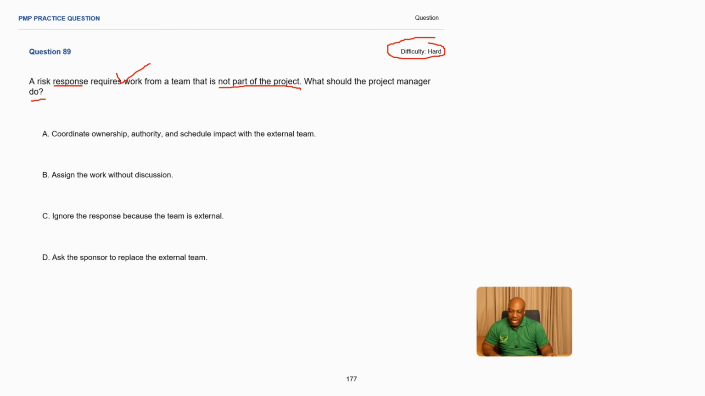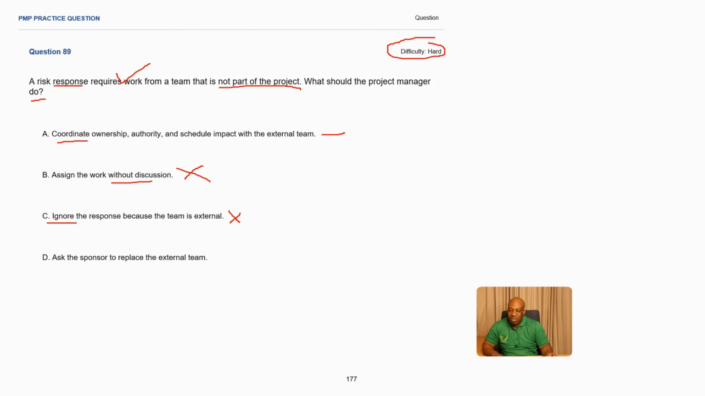Okay, A: coordinate ownership, authority, and schedule impact with the external team. This makes sense. The moment you start coordinating, you want to make sure that at least something is done up to completion. B: assign the work without discussion. You need to discuss this because this team is outside your project. Maybe they're also engaged in other things, so they might not give you time for a project. C: ignore the response because the team is external. You don't ignore the response in a project. You also need this external team to respond because it's going to affect your project.